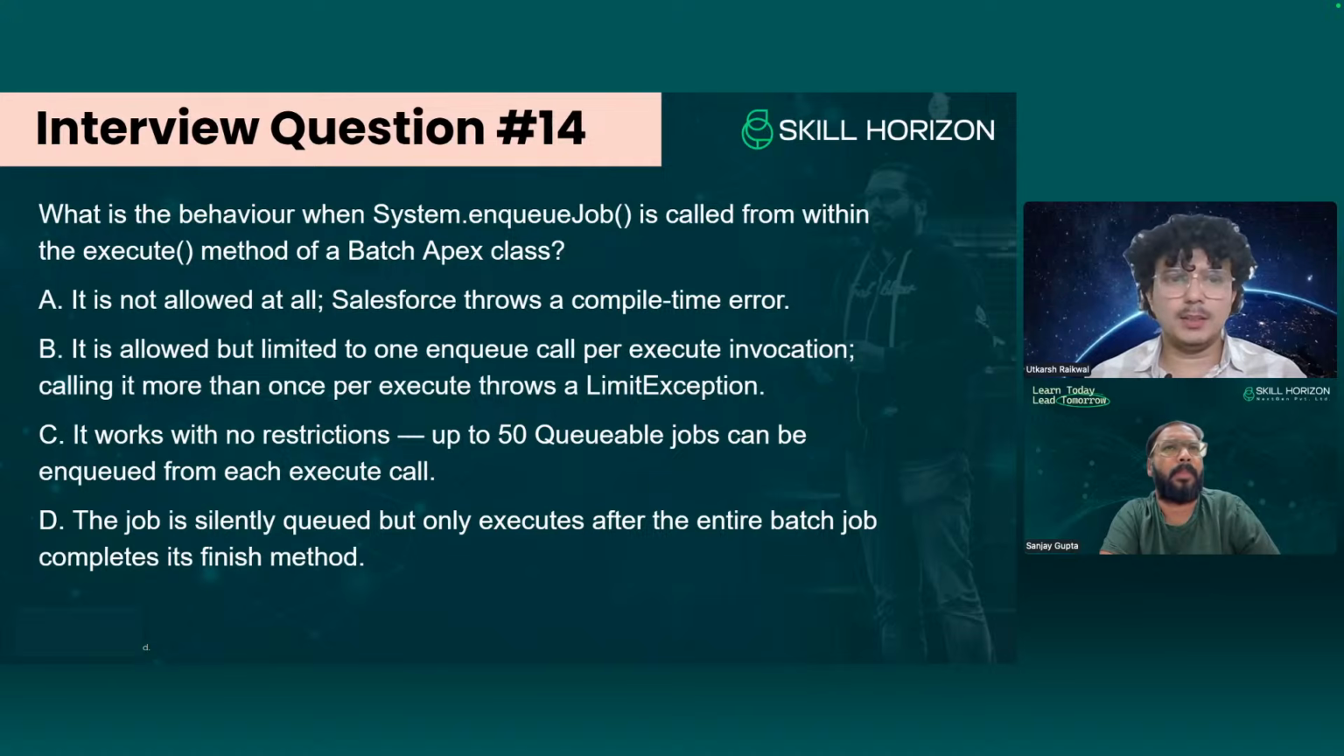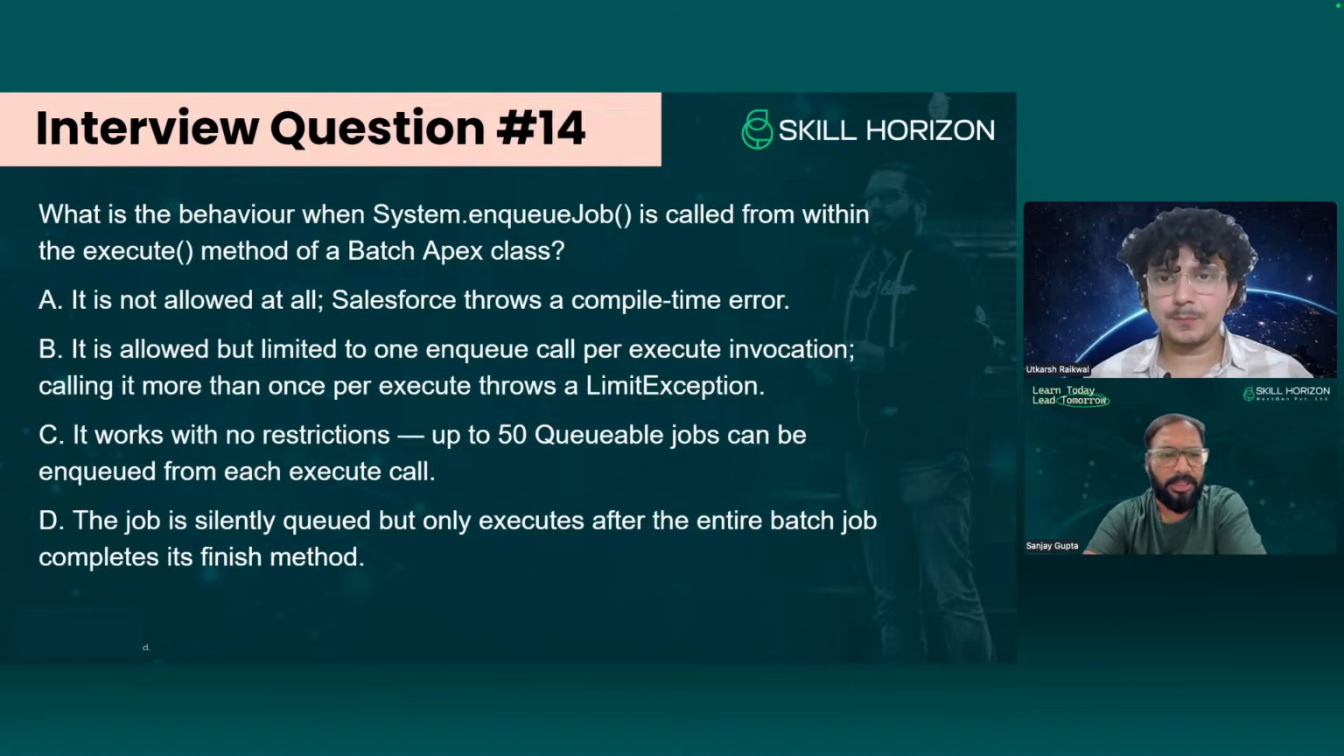I guess, sir, B, same as the future method. The batch also allows only one queueable job. More than that would throw a limit exception error. Okay, perfect. I think everybody can remember this, and these are not best practices. These are available, but as per best practice, we won't be doing this. But when required, we can go with that because it is allowed.